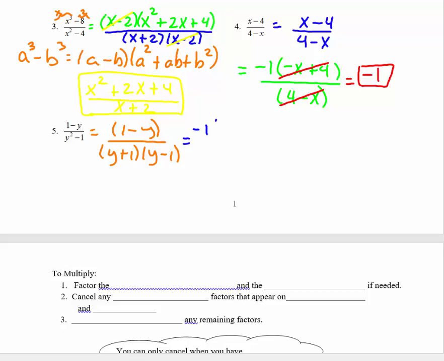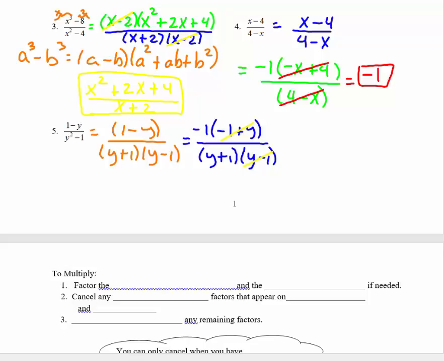So we'll take out a -1 from the top. That changes all my signs, so my 1 becomes negative and my y becomes positive. I do nothing to the denominator. So all I do is factor out a -1 from the numerator. Now comparing the numerator and the denominator, the -1 plus y is the same thing as y minus 1, just they're written backwards.